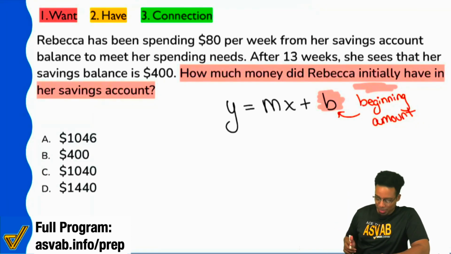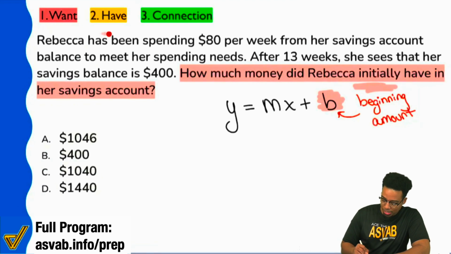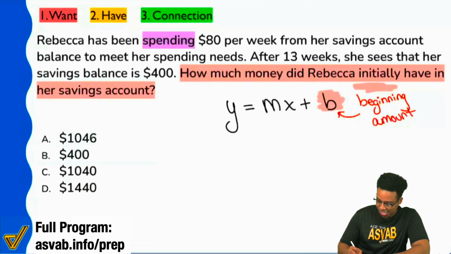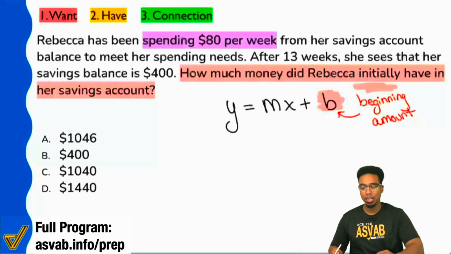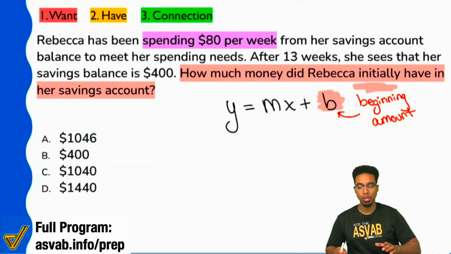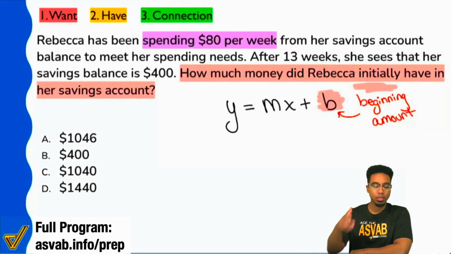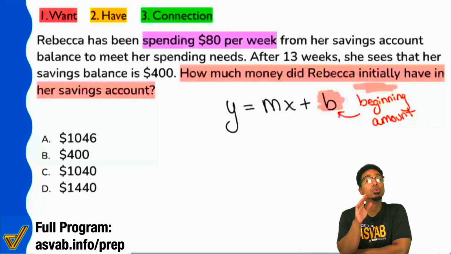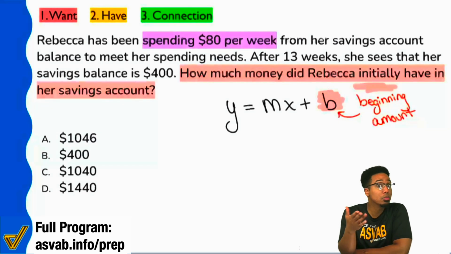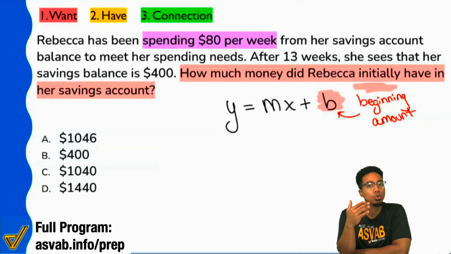So, here we go. First things first, Rebecca has been spending. Keywords here. Spending. I've been using purple for rate, so let's be consistent. Spending $80 per week. There's our rate. But what was the one thing I told you to be careful about when it came to writing the number down for the rate or the beginning amount?